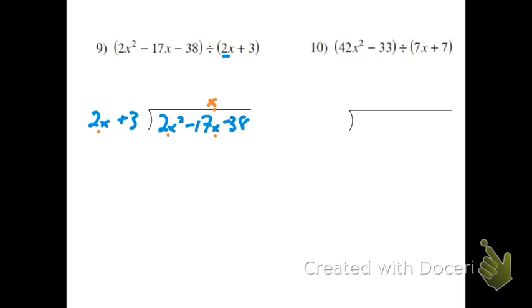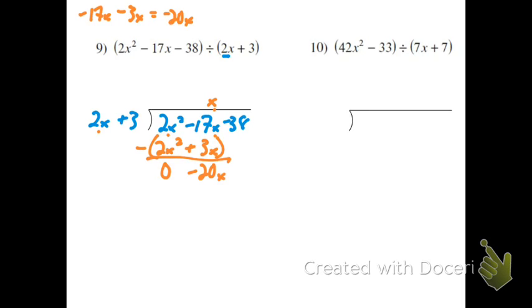Once again, that goes above that. X times 2x is 2x squared. X times 3 is 3x. We have to subtract this right now. So 2x squared minus 2x squared is 0. Negative 17x, so negative 17x minus 3x should be negative 20x. So negative 20x is going to go right there. And yes, ladies and gentlemen, I'm going to drop down my negative 38.